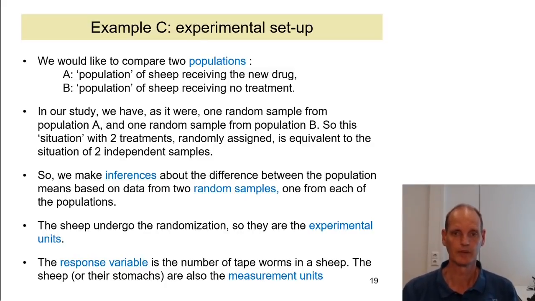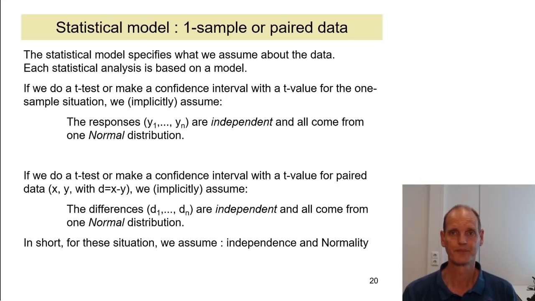The response variable is the number of tapeworms in a sheep. And the sheep, or their stomachs, are also the measurement units, the units on which we take the measurement. Statistical model, something I did not really discuss in case 1 and 2. So let me do that now, because it's very important that a statistical model specifies what we assume about the data.